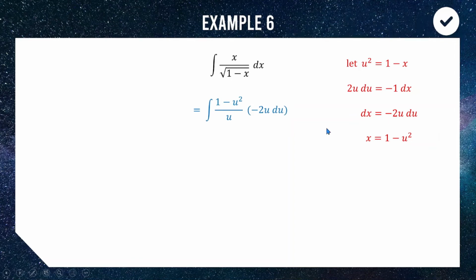Okay, a bit of a mess, but stuff does cancel out. We can put the minus 2 at the front of the integral. We've got a u on top and bottom of the fraction which we can cancel out. And so we end up with just 1 minus u squared du with a minus 2 out the front.